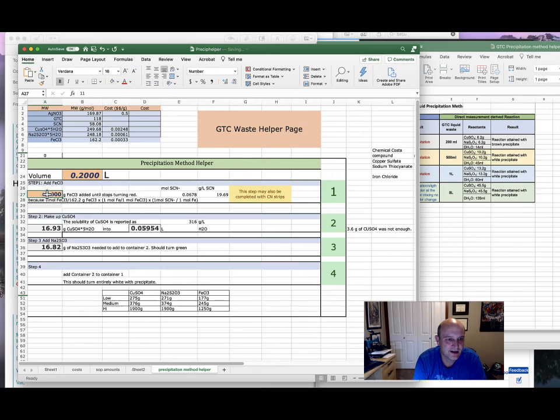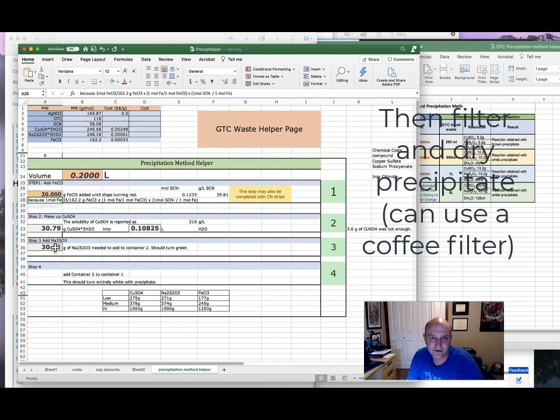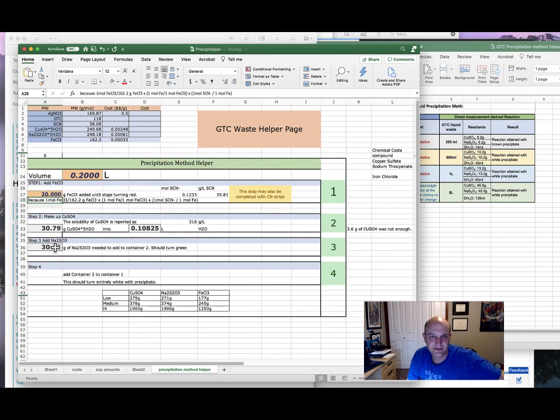Take 200 milliliters of the solution and put in something like, I would say, 30 grams of each. A lot, too much. And then filter it, dry it, and weigh it. So filter the precipitate, dry the precipitate out, and then weigh it on a scale and give me the grams back from that, and then we'll try to change the precipitation helper so that it gives you a more accurate result.